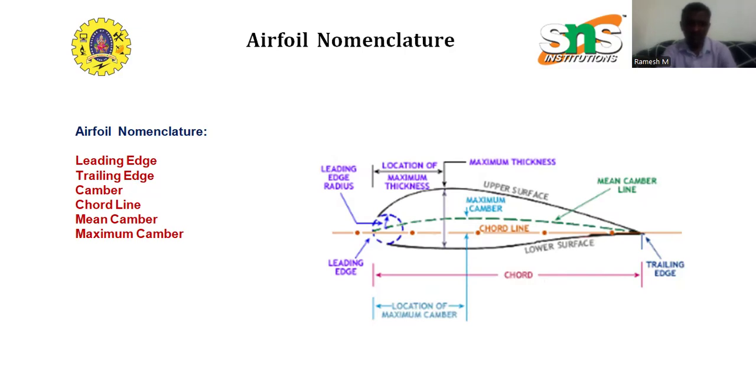Maximum camber represents the maximum curvature of the airfoil. When the camber is maximum, we can get higher lift in a cambered airfoil.